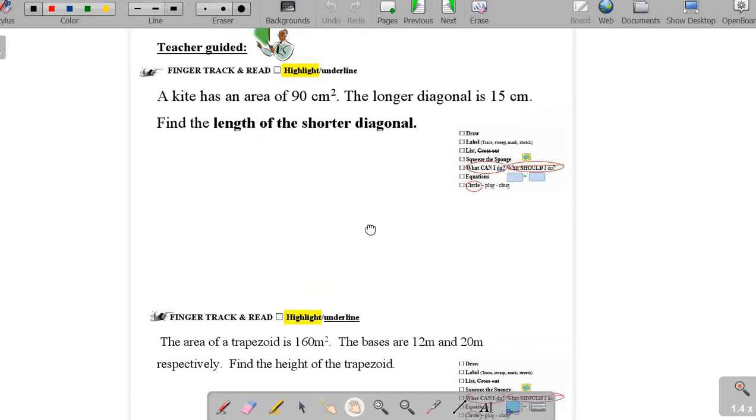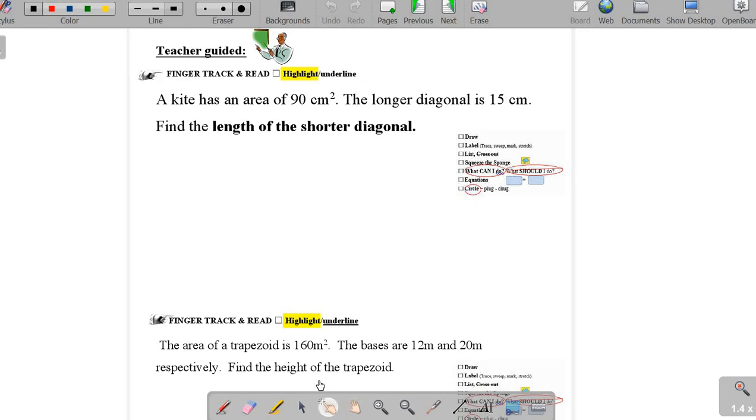I suggest you read this out loud. Get in the habit of reading out loud, even as I read. So put your finger right there and read out loud. A kite has an area of 90 centimeters squared. The longer diagonal is 15 centimeters. Find the length of the shorter diagonal.